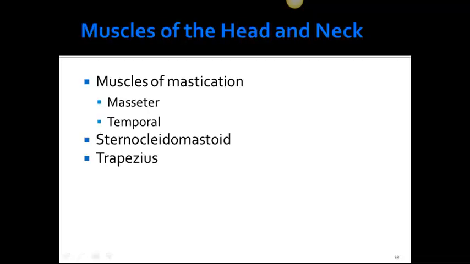Muscles of mastication, or chewing. We have the masseter and the temporal muscles. These two muscles are some of the strongest muscles in our body. They are some of the most widely used muscles.